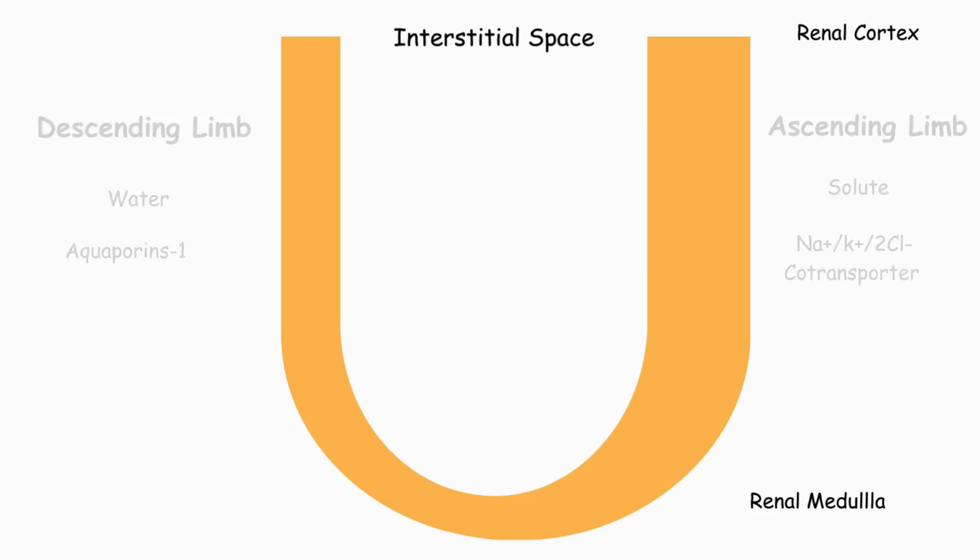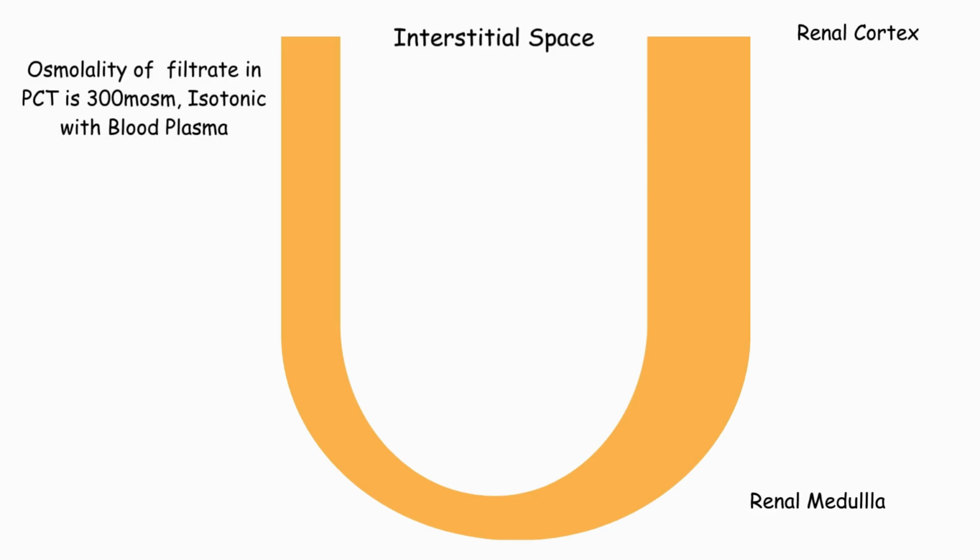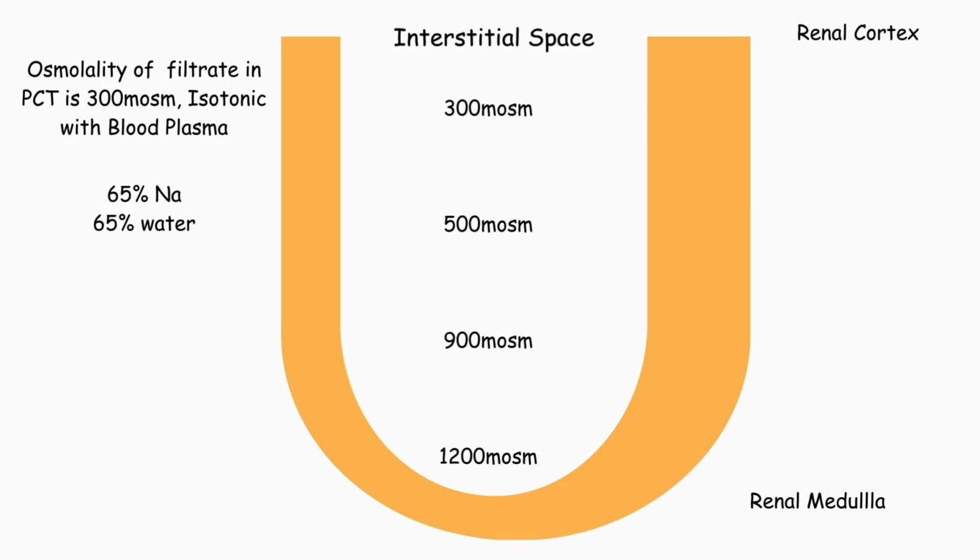cotransporter. Osmolality of filtrate in the proximal tubule is the same as blood, which is 300 milliosmoles, that is, isotonic with blood. It's because 65% of both sodium and water is absorbed in the proximal tubule back to blood. As the filtrate goes down through the Loop of Henle in the medulla region, its osmolality starts increasing from 300 milliosmoles to 1200 milliosmoles. It means the filtrate here is very salty and hypertonic as compared to blood.